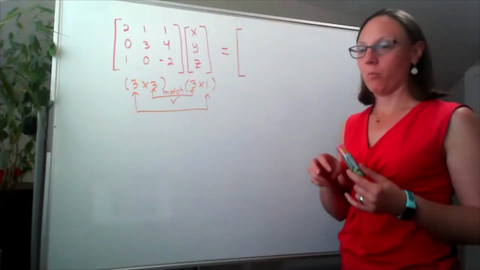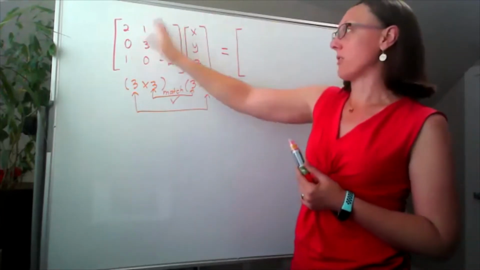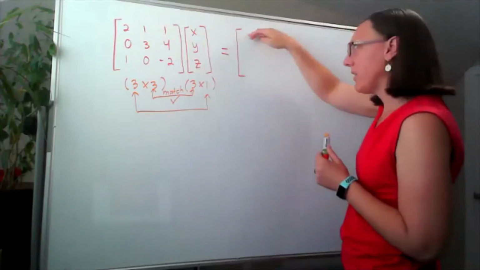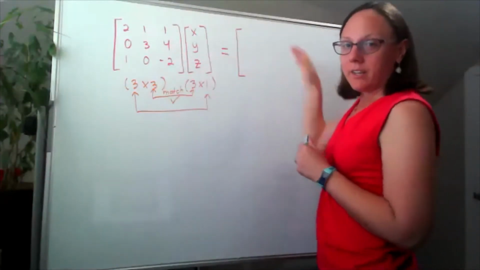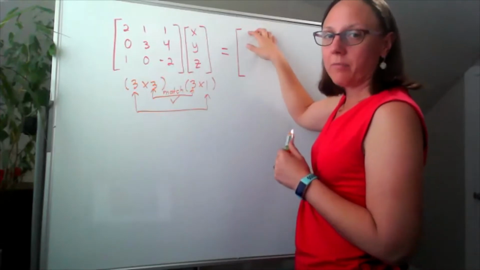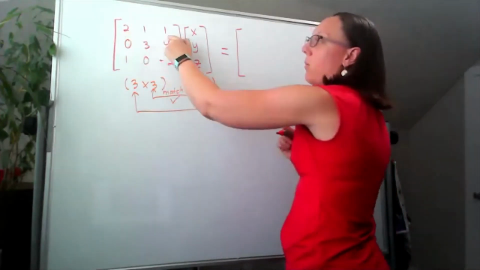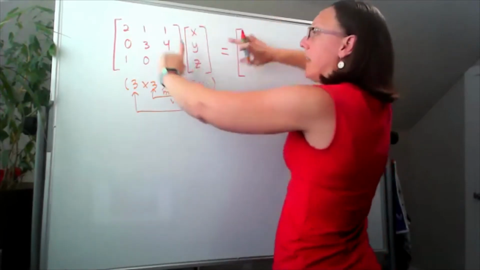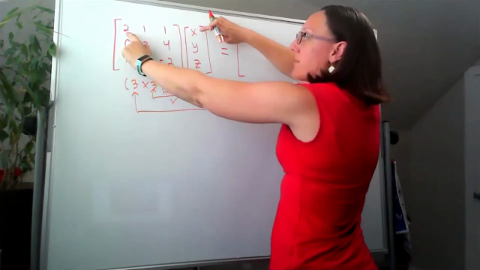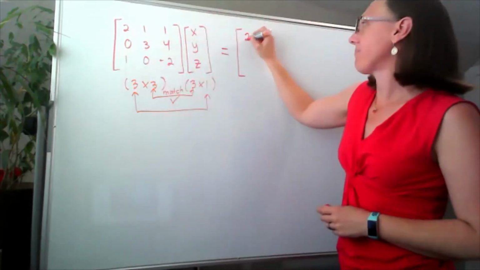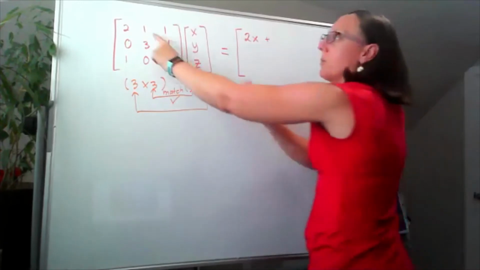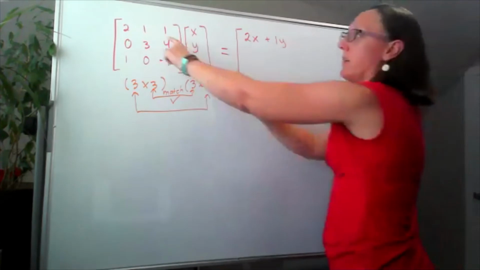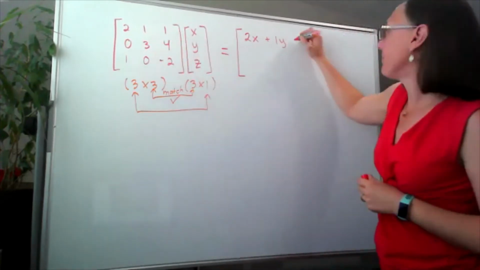because I want to look at what happens when I take this matrix and multiply it by a generic vector, X, Y, Z. So in this first row, that's going to be row 1, column 1, which means I'm going to take row 1 and multiply it element by element times column 1, entry by entry. So I'm going to have 2 times X plus 1 times Y plus 1 times Z.